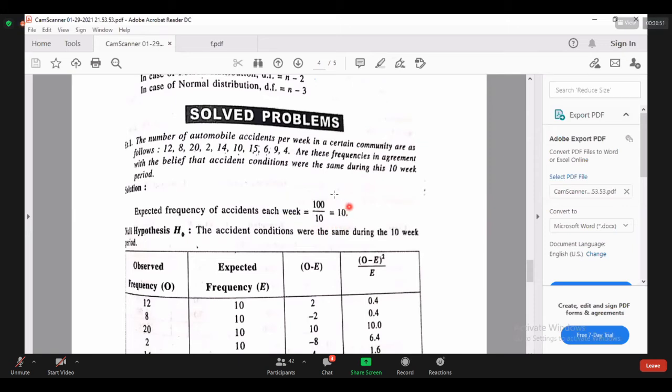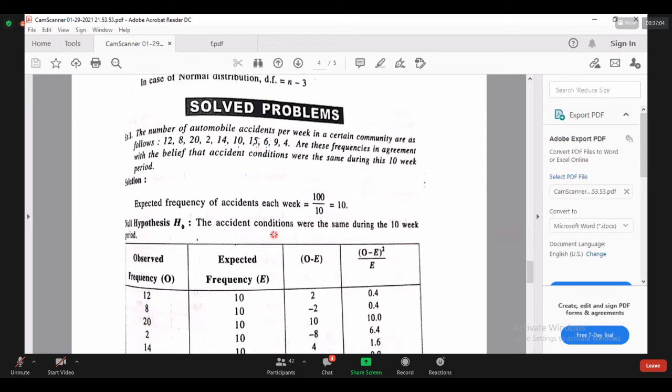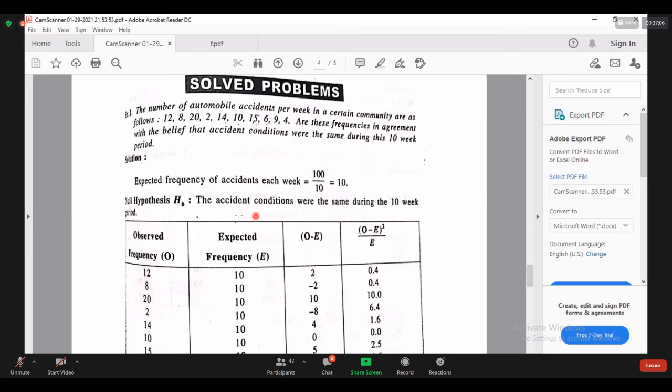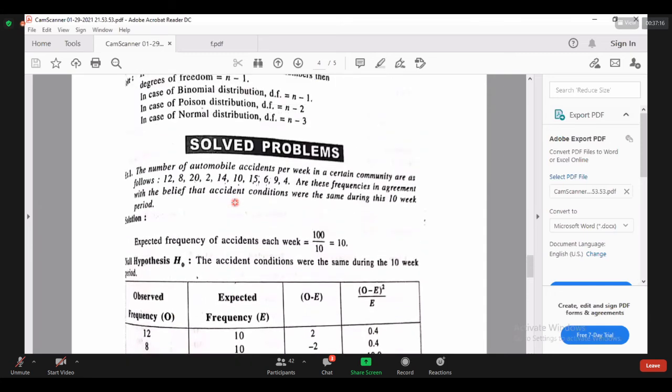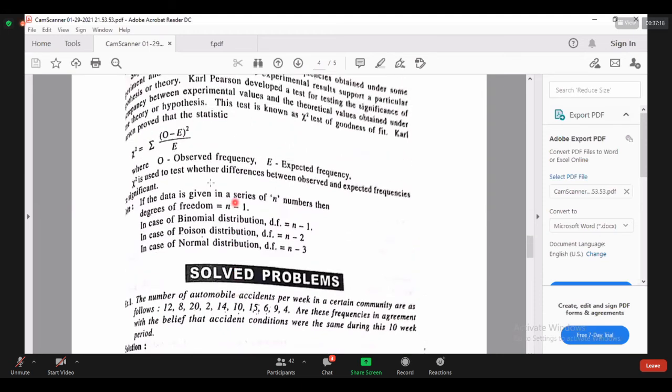This is the practical theory. These are the observations. Now we have to test. There is no difference between observed and expected frequencies. That is the null hypothesis: the accidents were the same during the 10-week period. For that we use the chi-square test. The chi-square test formula is the summation of (Oi minus Ei) whole square by Ei.